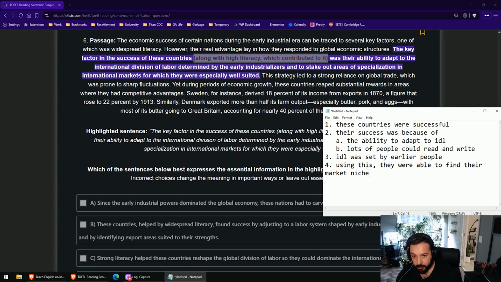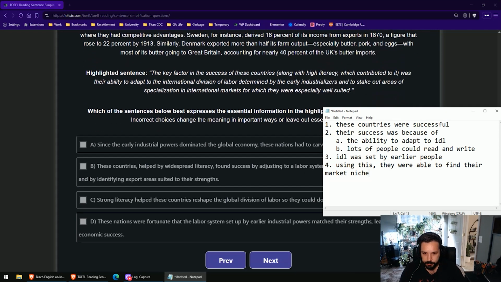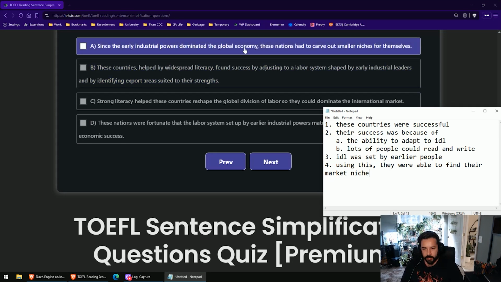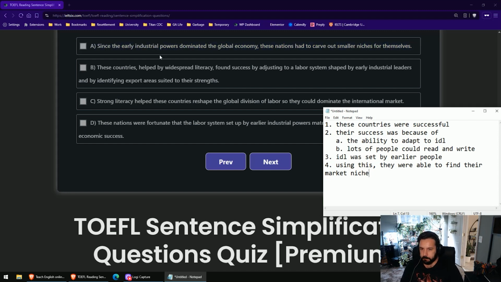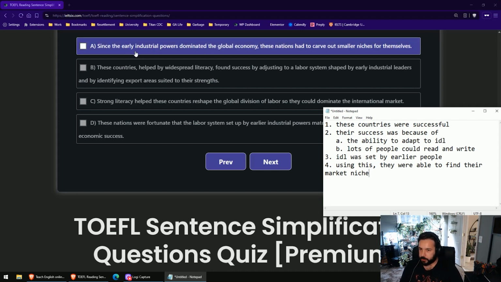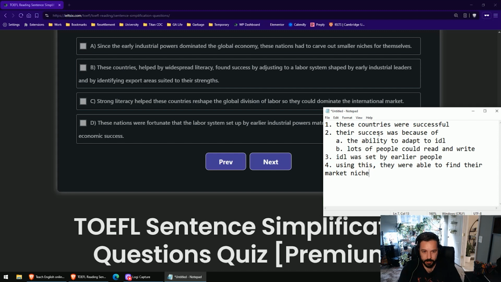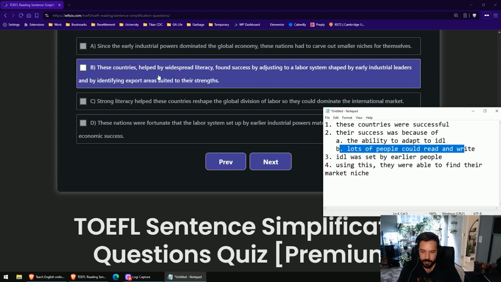Niche basically means they were really good at it, and it was a specific part of the market. So they found their audiences, let's say, or customers. Since the early industrial powers dominated the global economy, meaning because these nations had to, we never said that the early industrializers dominated the economy. These countries, helped by widespread literacy, yes, so most people were literate. It says helped by. It doesn't say that was the main reason. I like this option so far.